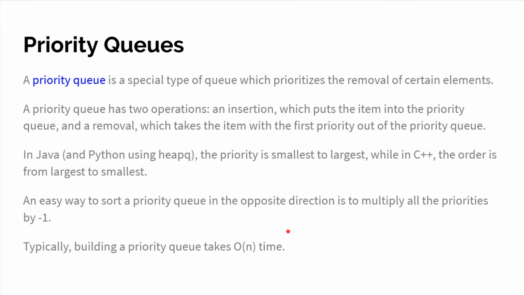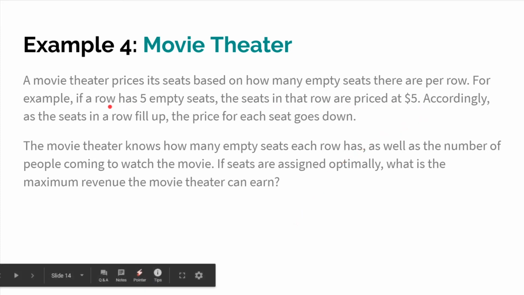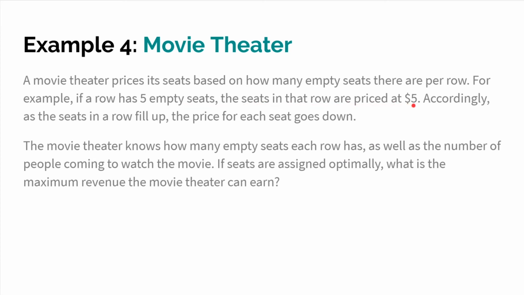Let's see the first example of a priority queue in action: movie theater. A movie theater prices its seats based on how many empty seats there are per row. For example, if a row has 5 empty seats, the seats in the row are priced at $5. Accordingly, as the seats in a row fill up, the price for each seat goes down. So if a person starts occupying it, now there's only 4 empty seats, then all the seats in a row are now only worth $4.